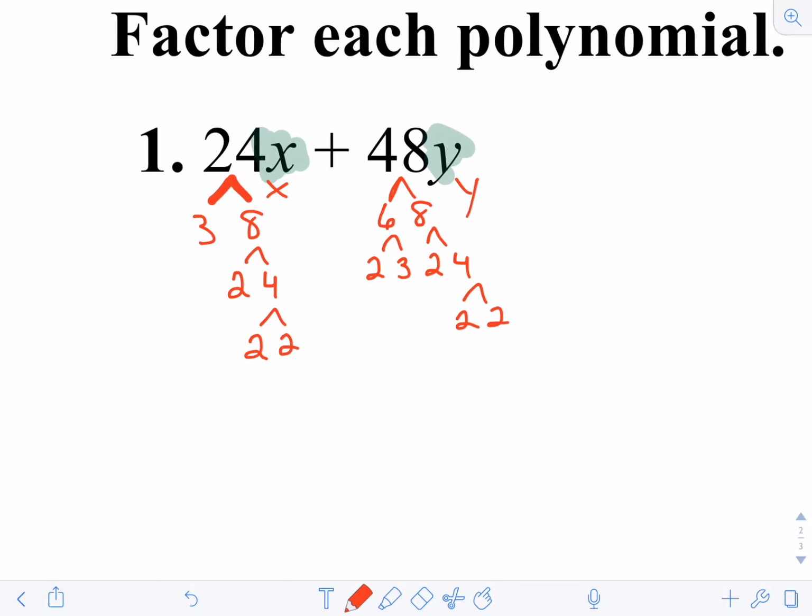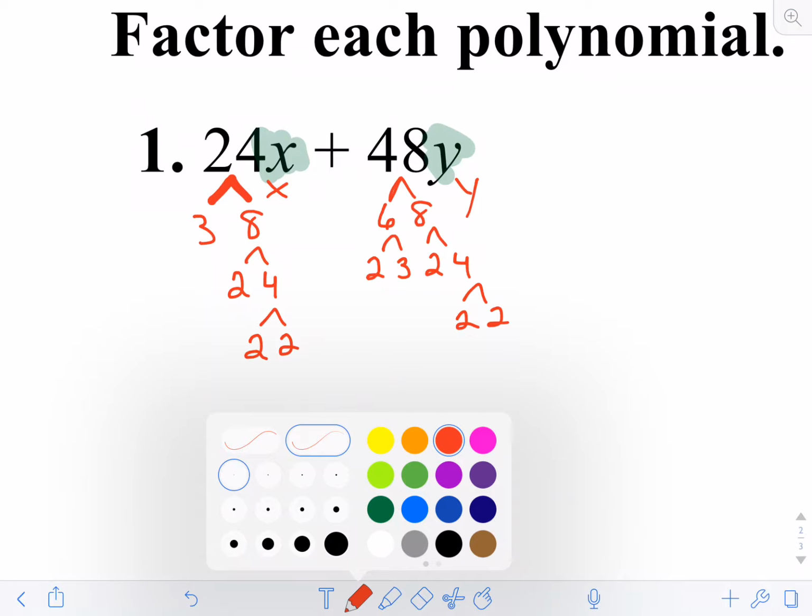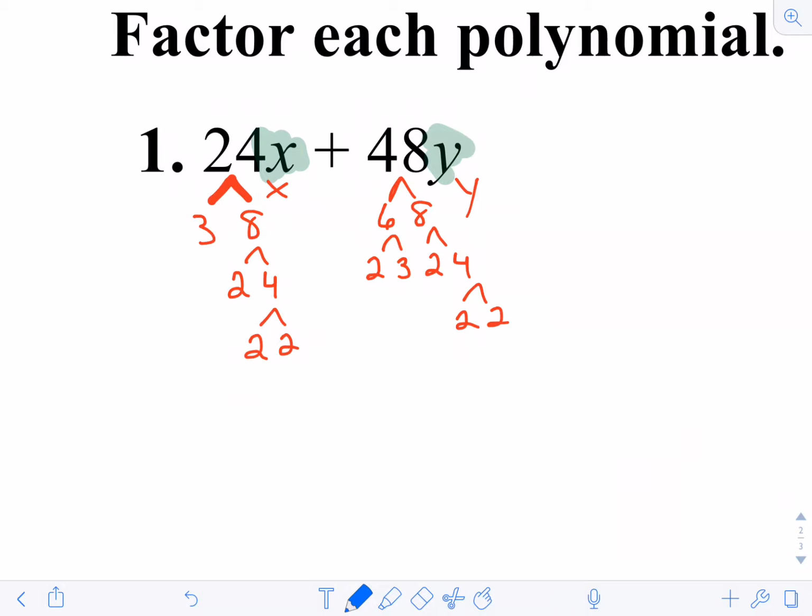Okay, now here's what you're going to do. You're going to go ahead and kind of find matching numbers. So here I have a 3. So I'm going to look underneath the 48 and see if I can find a 3. And I do. So I'm going to write that down. I'm going to cross that off.